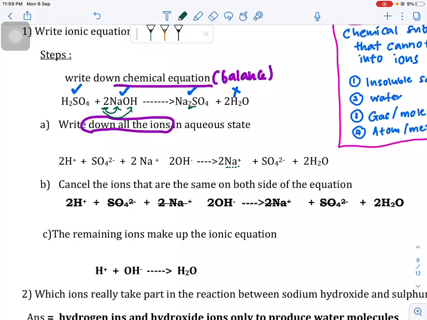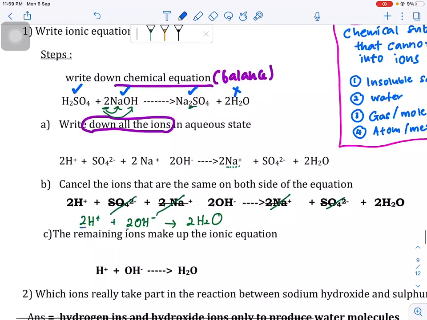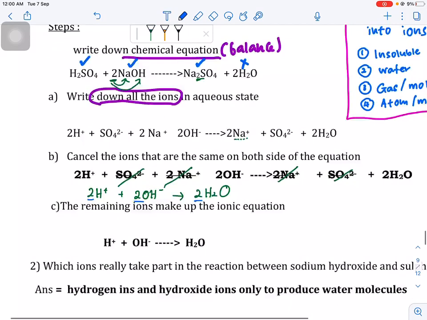Okay, after that, we need to cancel the same ions on both sides. So, dia ada ion yang sama tu, kita kena cancelkan dia. So, apa ion yang sama, kita ada sulfate ions and also sodium ion. So, what is left? Apa yang tinggal? Yang tinggal adalah 2 hydrogen ion and 2 hydroxide ion produce 2 H2O. So, disebabkan dia 2, 2 and 2, kita simplify, dia jadi 1 hydrogen ion, 1 hydroxide ion produce H2O.